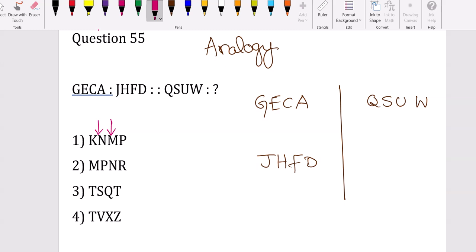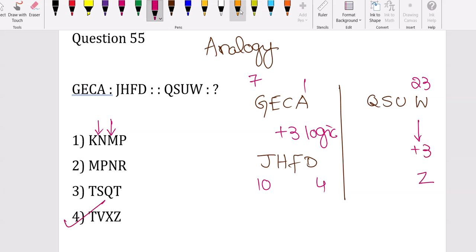So initially, what is the logic? Plus 3 logic. So A is 1, D is 4, G is 7, J is 10. Plus 3 logic. You apply it to the last letter. Plus 3 means we'll get Z, 26. So ending with Z, only one option is available.